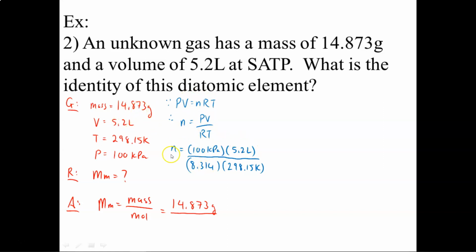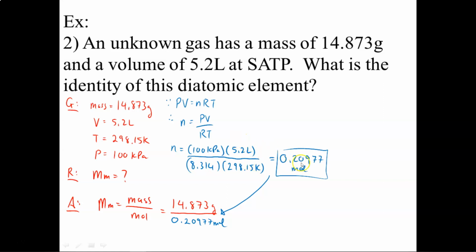Now, unlike the last question, for this one, you should not assume a 1 liter sample. The question actually gives you the volume here, 5.2 liters. You can't just change the question. Because they give me a volume, I can't just assume any volume I want. So plug in the 5.2. Again, 8.314 is the universal gas constant, not given to you. You should already know that one. And then your temperature, 298.15 kelvins.